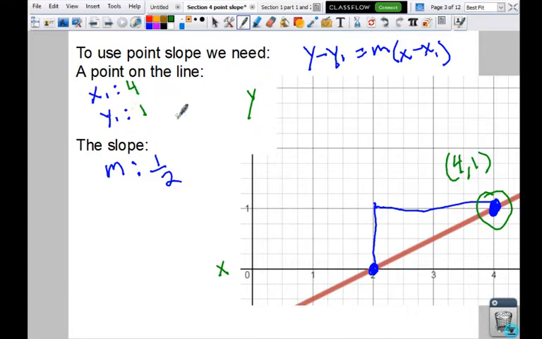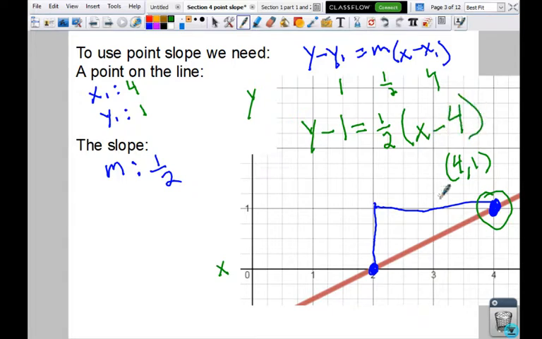Same thing now. I have x1, y1, I have m. So in my equation up here, 1 goes in for y1, 1/2 goes in for m, 4 goes in for x1. The regular y and regular x stay that way, and we're going to keep these parentheses in here. So my equation for this line is y minus 1, because 1 goes into y1, equals m, which is 1/2, and then parentheses x minus x1, which is 4. We're done.